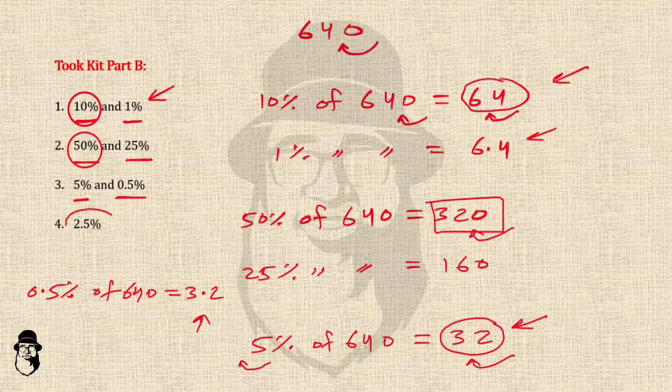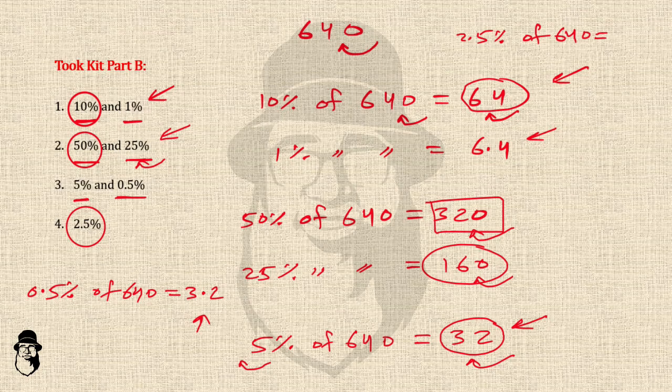And again, for 2.5%, we can do the same thing. If we have 25%, we just shift the point one place to the left. We already have 25% here and we shift the point one place to the left, it will be 16. So let's write it here. 2.5% of 640 is 16.